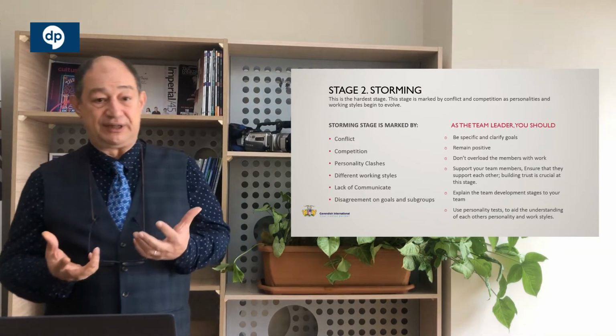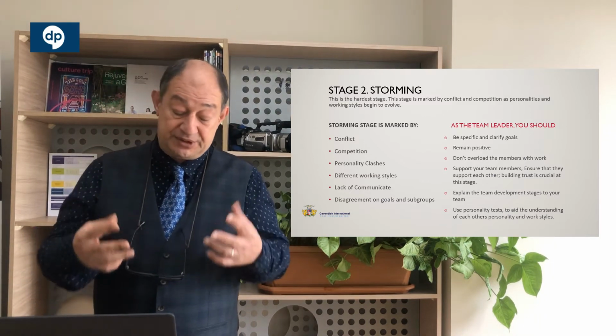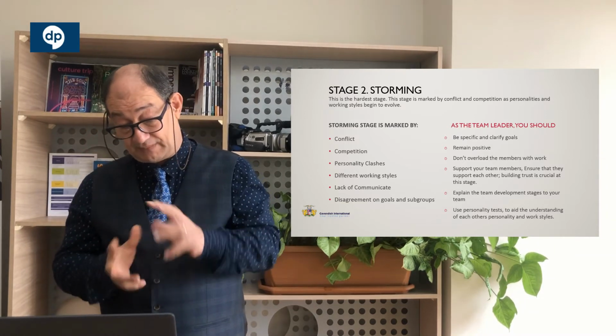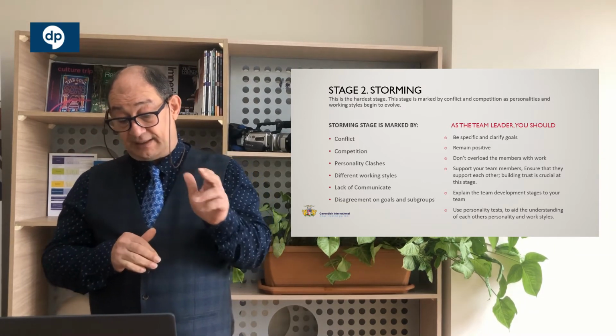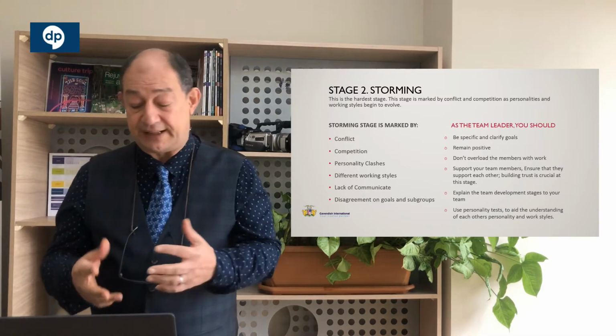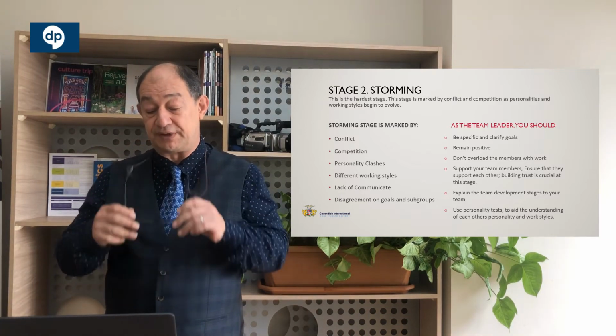Lack of communication, for many reasons. We haven't gelled together yet. We don't even know how to talk to each other. We are probably not socializing yet. So the communication level is quite low at best. And the disagreement on the goals and sub-goals and how to reach them. So all these are in stage 2, what we call storming.